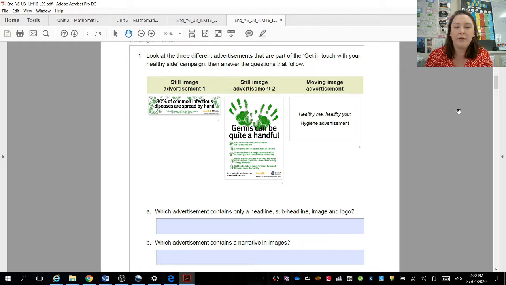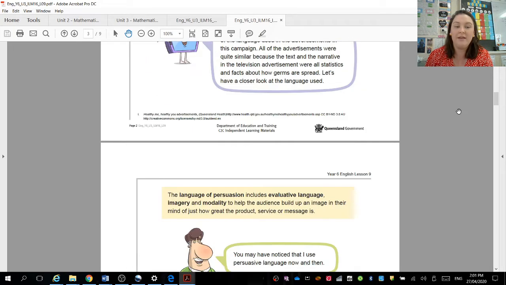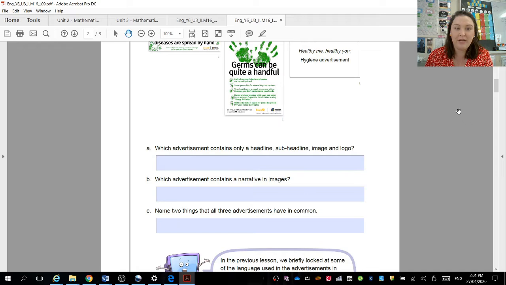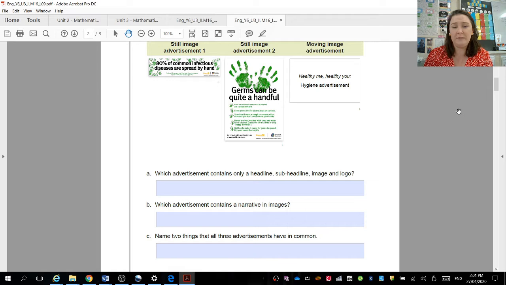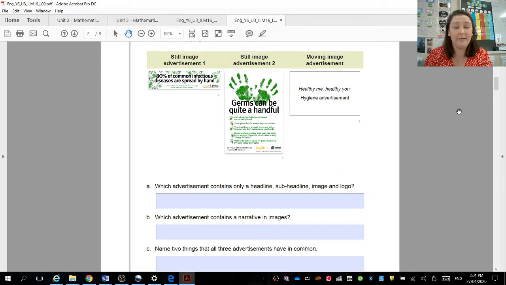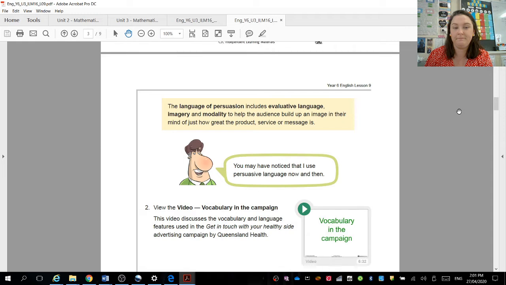I would like you to go through and answer question 1 on your own. So question 1, A, B, C. You're looking at the 3 advertisements that are part of the Get in Touch with Your Healthy Side campaign, then answer the questions below. Which advertisement contains only a headline, subheadline, image, and logo? Which advertisement contains a narrative in images? Name 2 things that all 3 advertisements have in common. So go through and answer those ones.